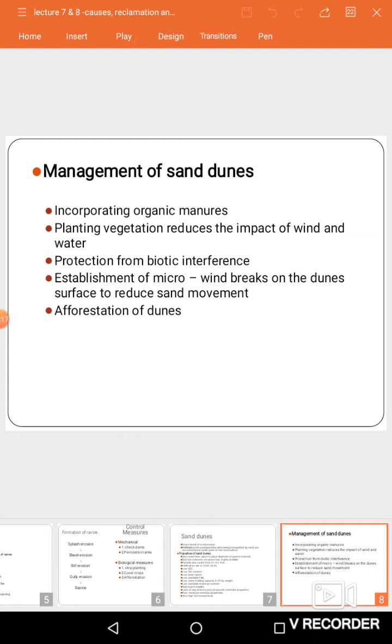And for the management of sand dunes, because of its high sand proportion, we have to improve the texture of the soil by incorporating organic manures or organic materials that will improve the soil physical and chemical characteristics, by planting vegetation, and also by protecting against biotic interference in the sand dunes, and by establishing micro-wind breaks on the dunes, which will reduce the movement of sand from the dune place.